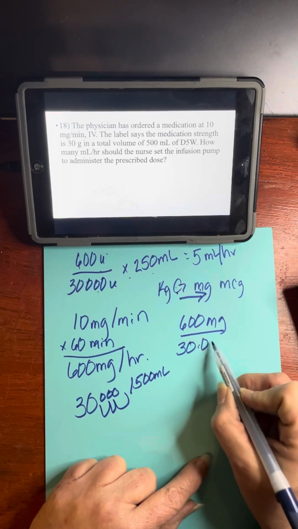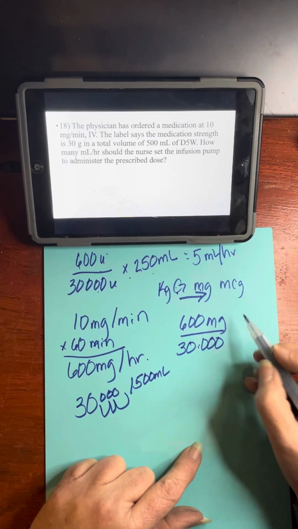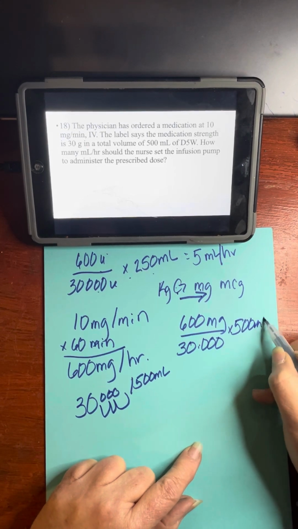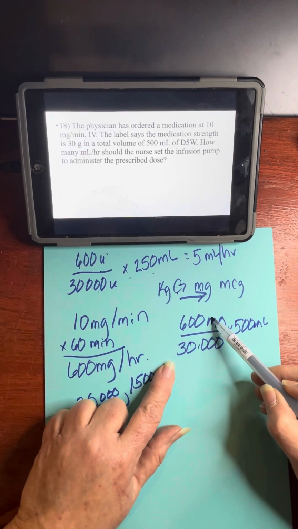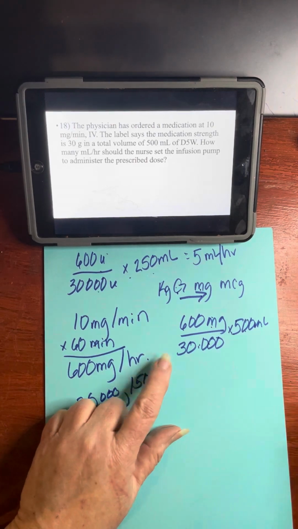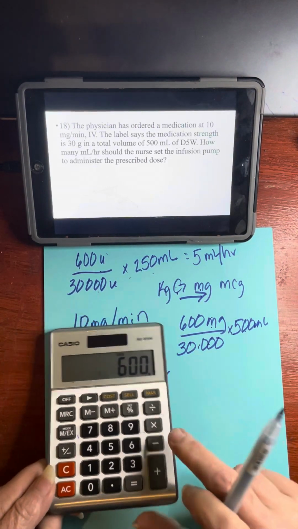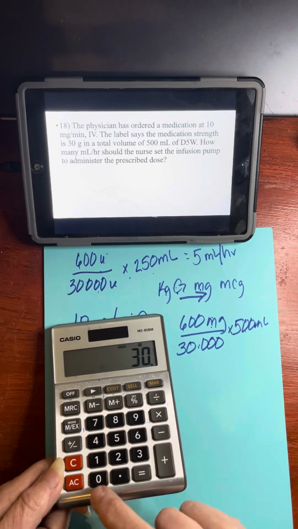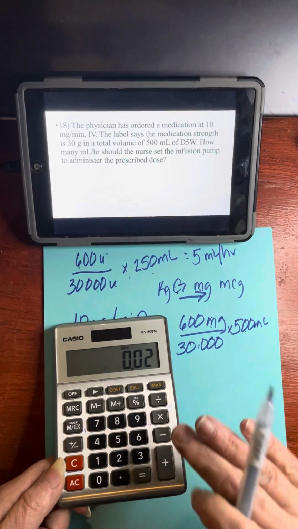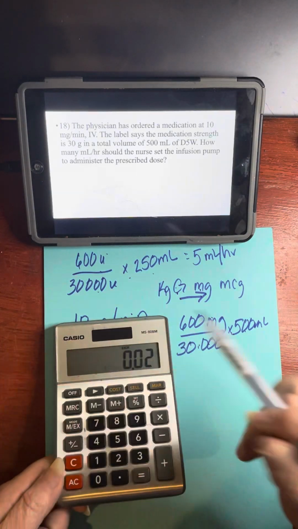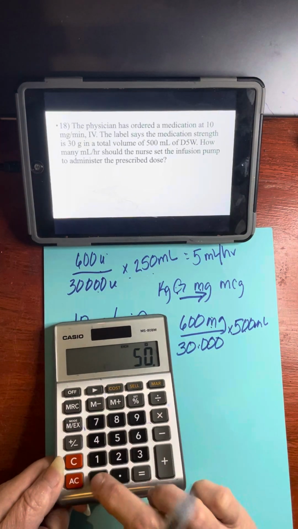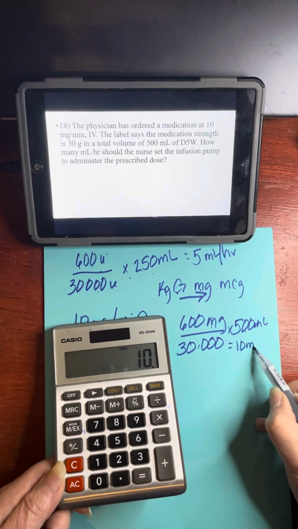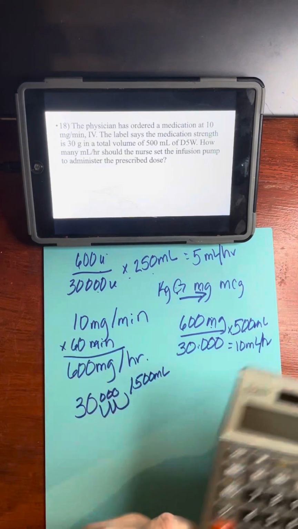I have 30,000. Yeah, I do. And it's in 500 milliliters. And then we're going to do the math. This divided by that times that. So 600 divided by, count your zeros, 3, 0, 1, 2, 3 equals. Don't look at it. You're not done. Times 500 equals. It's got to go at 10 milliliters an hour.